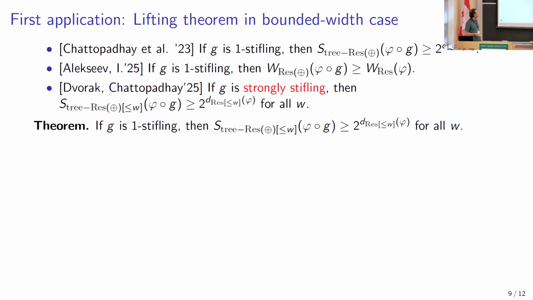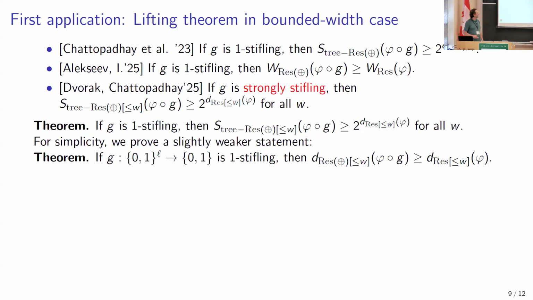And I can show that this is rather easy, but for simplicity, I prove a slightly weaker theorem. I prove it not for the tree-like case, but for depth. Namely, I prove that if we consider only proofs of width at most W, then the depth of resolution refutation of the unlifted formula does not exceed the depth of resolution of the parity refutation of the lifted formula.